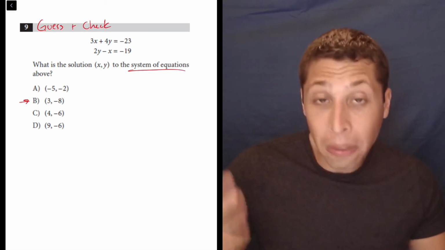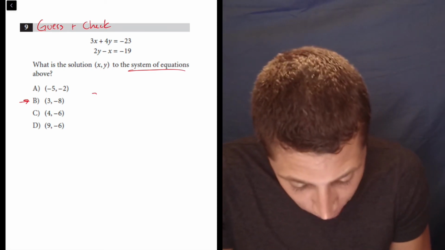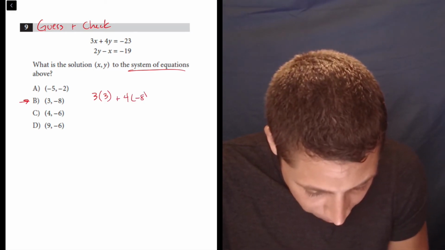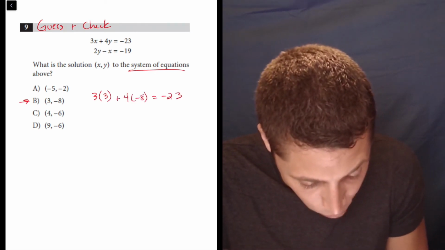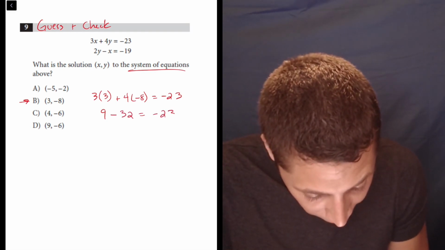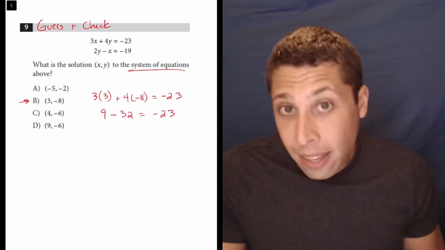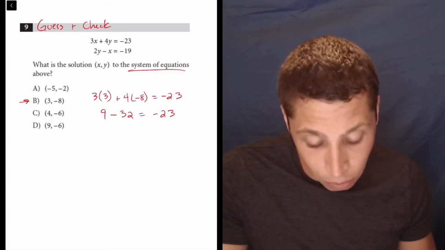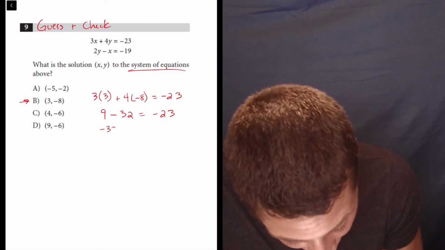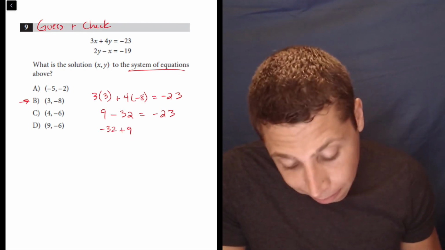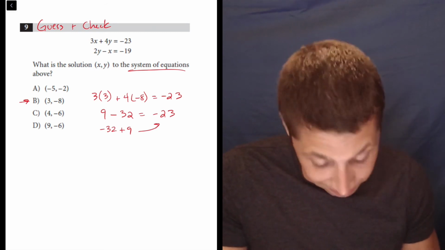So all I have to do is plug in for x and y. The top equation is easiest. 3 times 3 plus 4 times -8 is supposed to be -23. So that's 9 minus 32 is equal to -23. And yes, we don't have a calculator, but that is true. You could flip it around if you want and do -32 plus 9. Some people have an easier time with that. But either way, you're going to get -23.